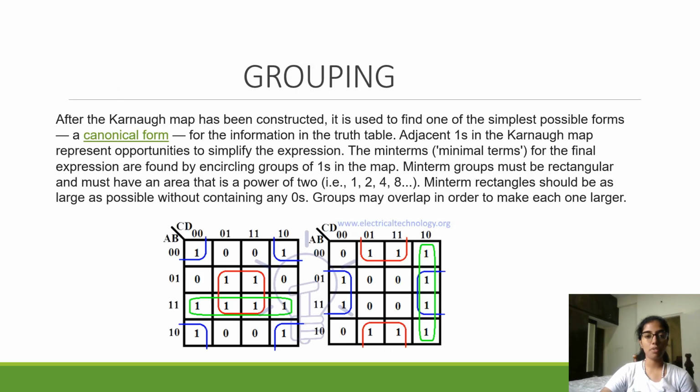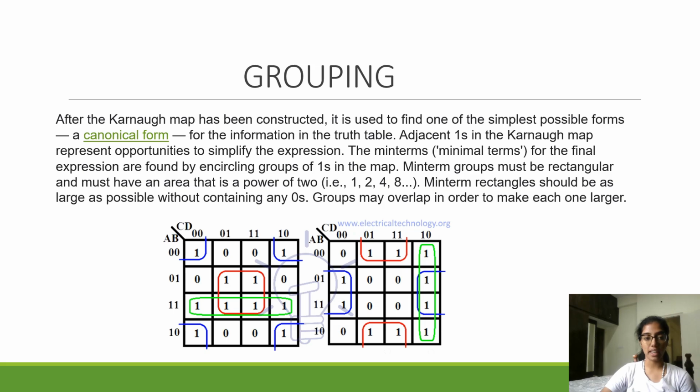Coming to the concept of K-map grouping. After the Karnaugh map is constructed, it is used to find one of the simplest possible forms, a canonical form for the information in the truth table. Now the adjacent ones in the Karnaugh map represent opportunities to simplify the expression. So they are called as the minimal terms, for the final expression are found by encircling groups of ones in the map.